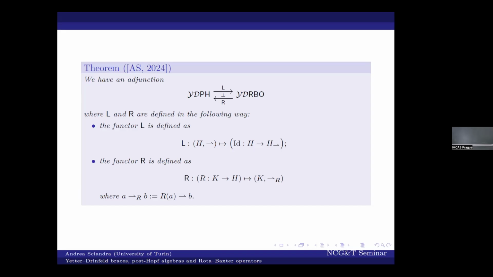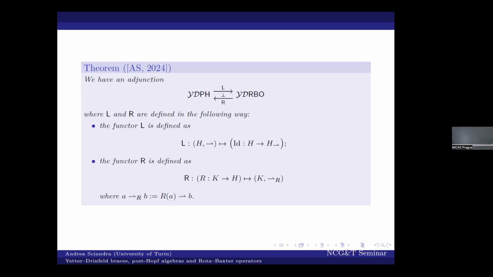And in fact, this is coherent with the definition of Rota-Baxter operator. So just consider the identity. While if you start with the Rota-Baxter operator, again, you are able to define a Drinfeld post-Hopf algebra on the domain just using the action that you have of H over K.